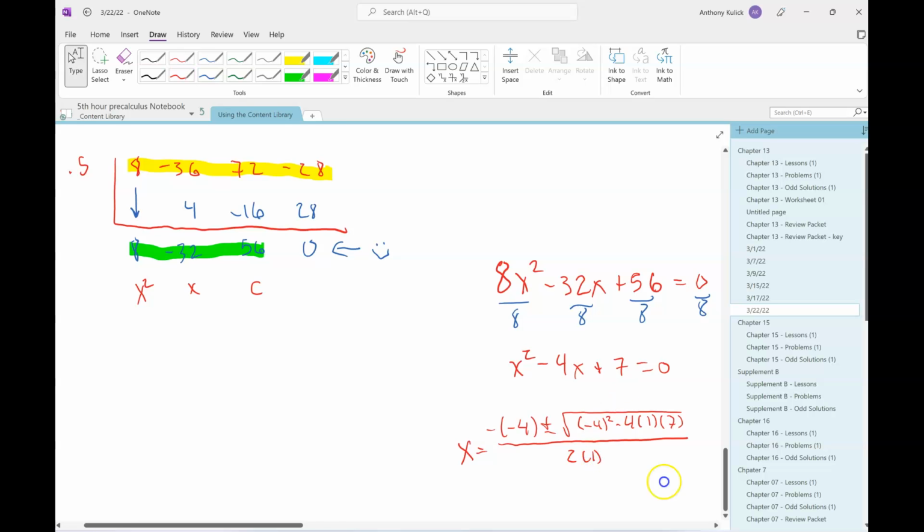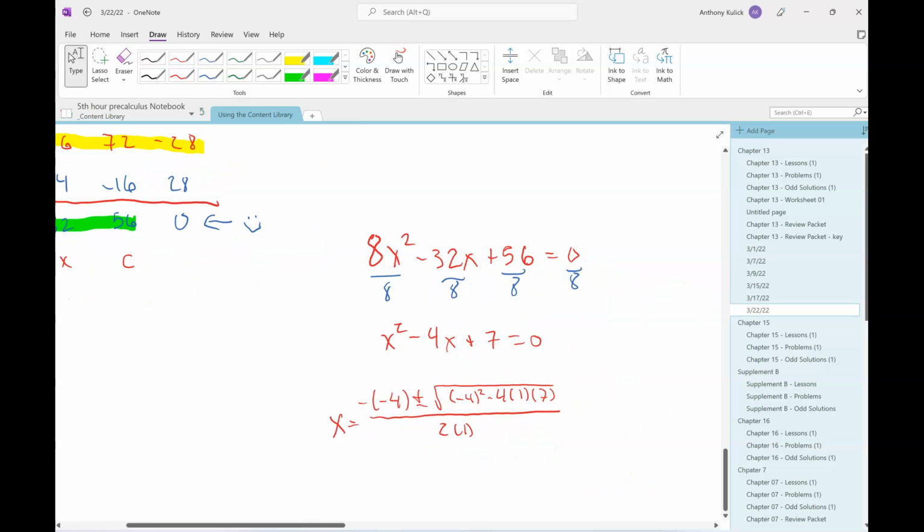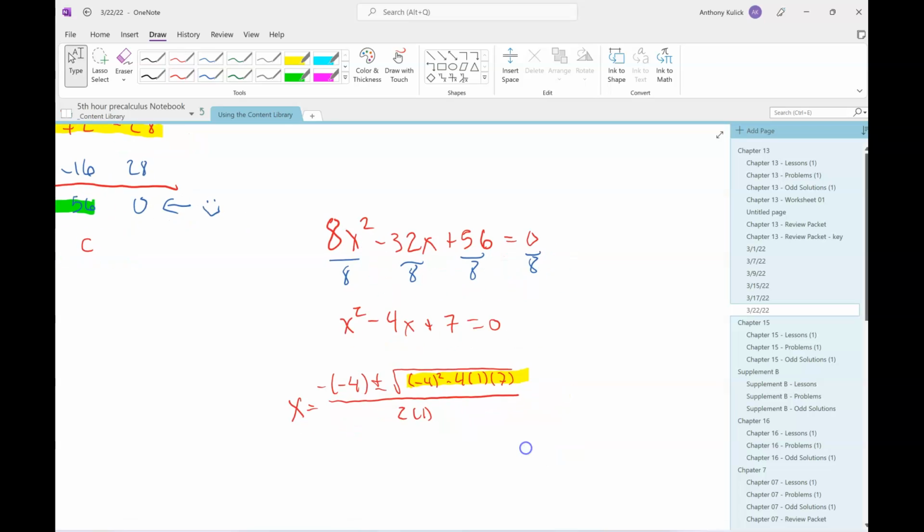And this is one where I'm going to not use my calculator, because I notice right here when I look at what's underneath the square root, I'm going to have 16 minus 28, which is going to give me an imaginary number, which my calculator is not going to be able to handle. So I'm not even going to bother trying to ask it. I'm just going to do this part by hand. Everybody okay with the reasoning there?